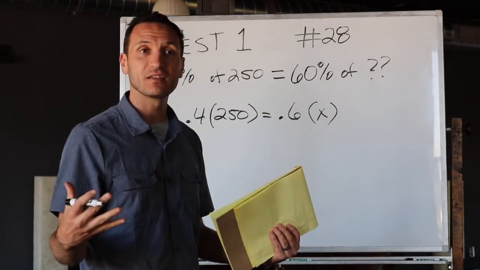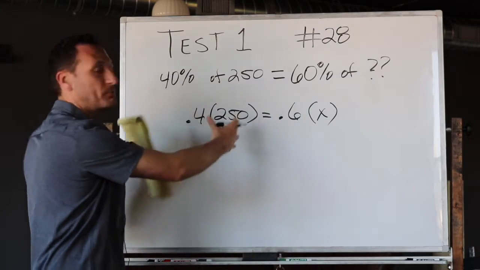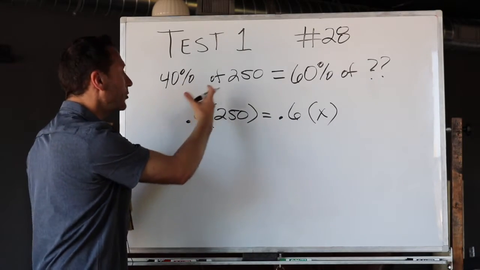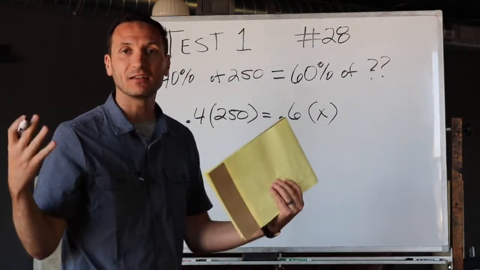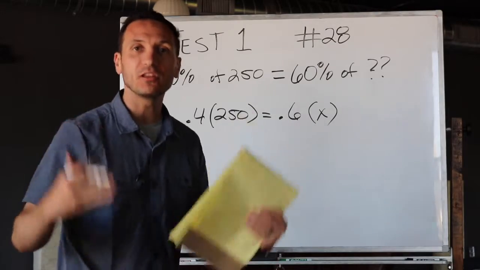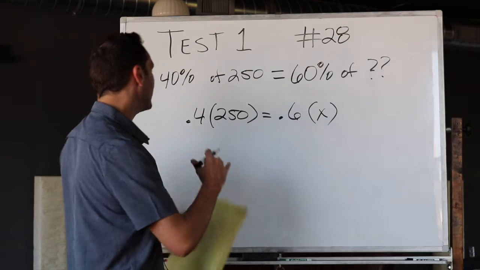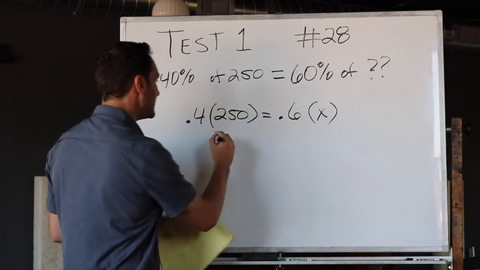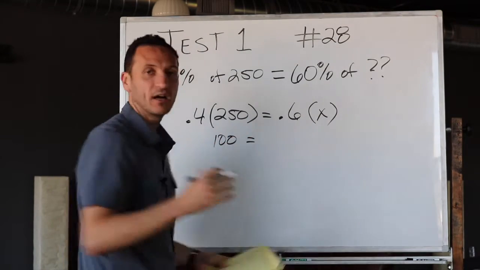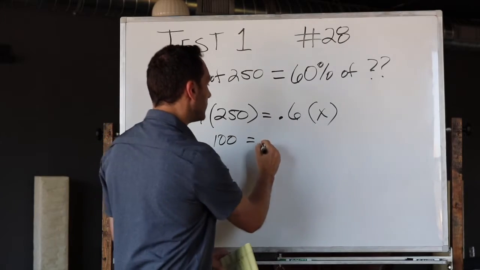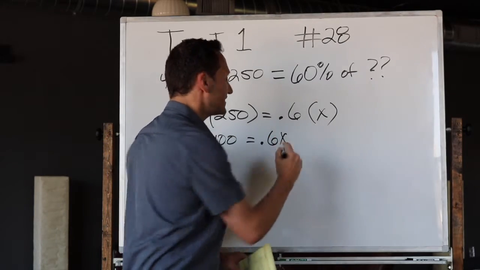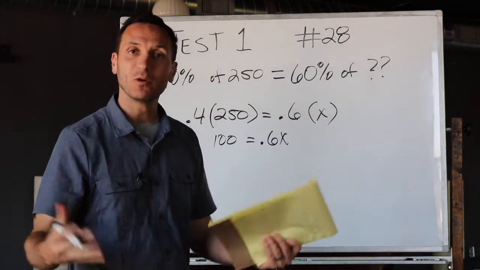So let's solve this. We'll simplify this side. 0.4 times 250. If you've got your calculator, pull it out and use it. Always utilize your calculator. Make it your best friend. That's always true. So 0.4 times 250 would equal 100. And then this side, we'll just go ahead and rewrite it as 0.6x, 0.6 times x.